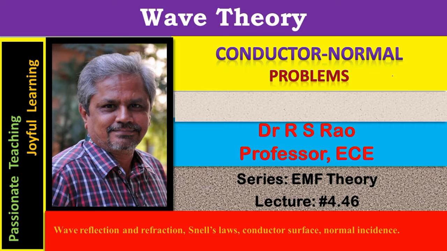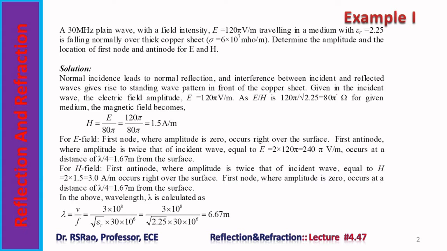The reason is, inside a conductor, field cannot exist and hence wave cannot exist. So in the present situation of wave incidence over the conductor surface, only the reflected wave exists. Of course, this reflection phenomenon obeys Snell's laws. In the present session, the focus is on problems set around normal incidence of a plane wave over the plane surface of a conductor. To begin with, we consider example 1.